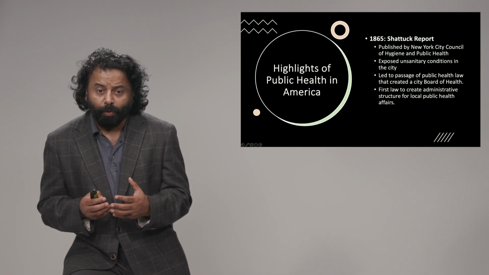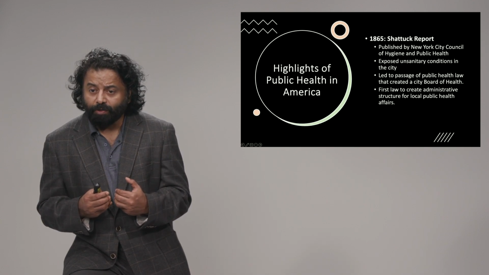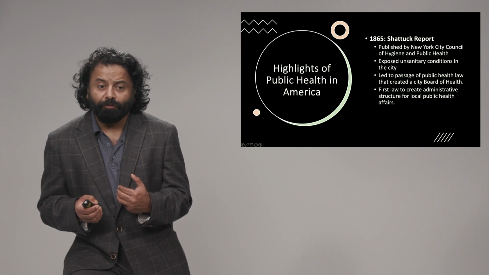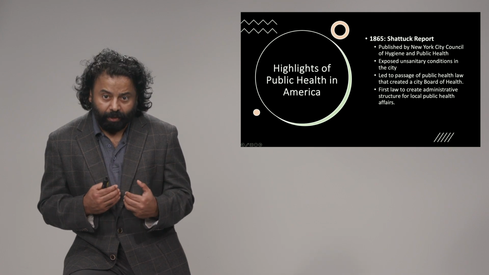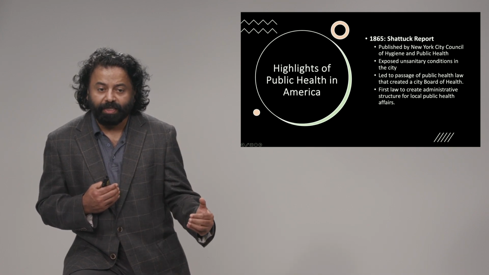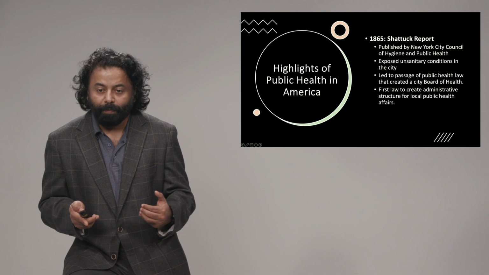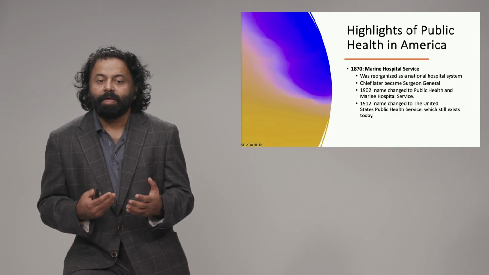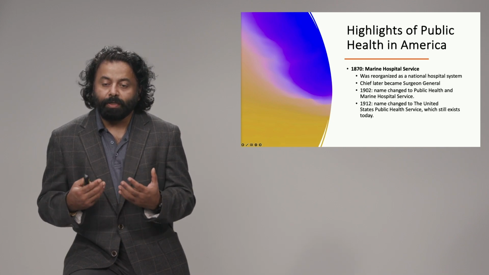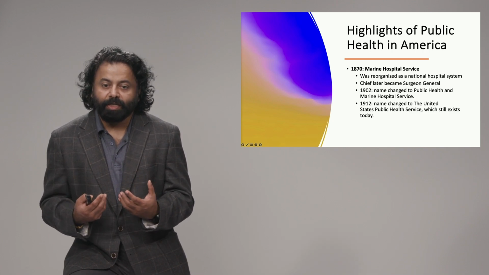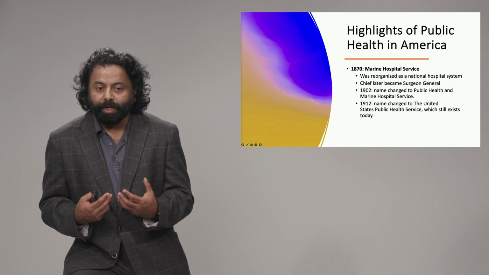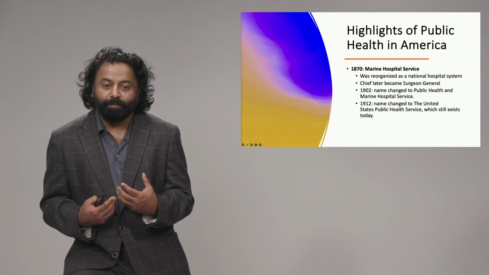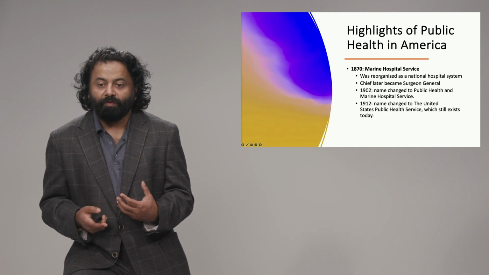In 1865, the Shattuck Report, published in New York City's Council of Hygiene and Public Health, exposed unsanitary city conditions and led to the passage of a Public Health Law creating a City Board of Health. This law was able to first establish an administrative structure for local public health affairs. In 1870, the Marine Hospital Service was reorganized as the National Hospital System. The surgeon in charge later became Surgeon General. In 1902, the name changed to Public Health and Marine Hospital Service, and in 1912, it was renamed the United States Public Health Service, which continues today.